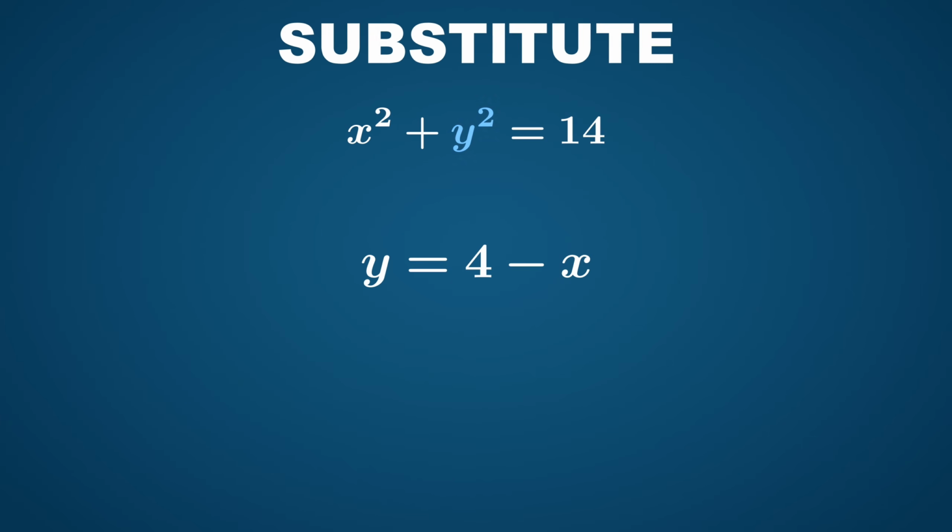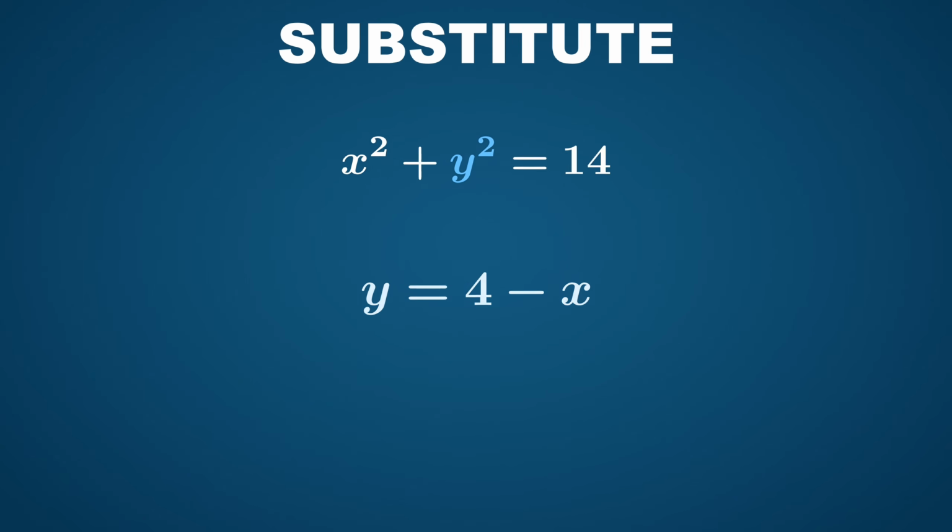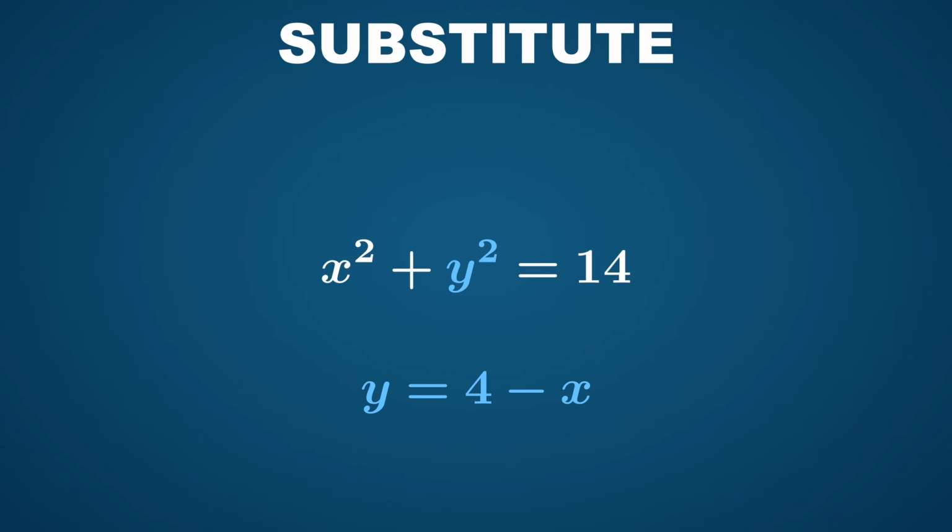Now we turn our attention to the second equation in our system, which is x squared plus y squared equals 14. Since we just determined that y is equal to the quantity 4 minus x, we can substitute this expression into our second equation wherever the variable y appears. The first term of the equation is x squared. This term does not contain a y, so it remains exactly as it is. Next, we have an addition sign, followed by y squared.